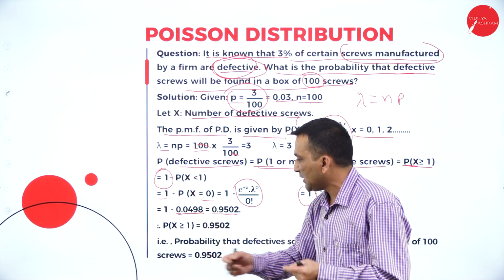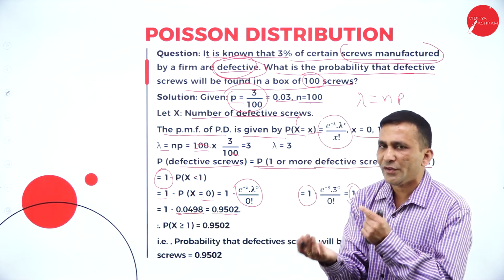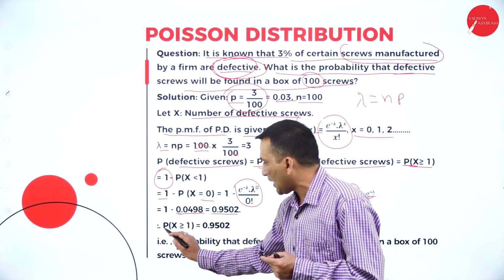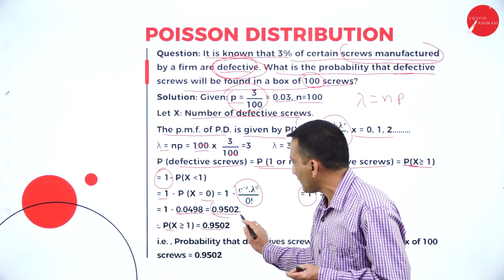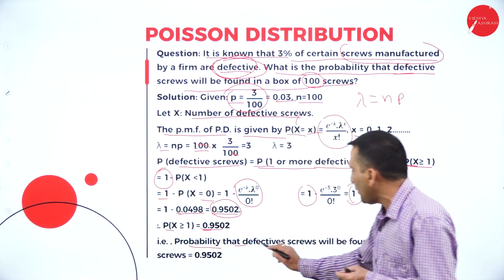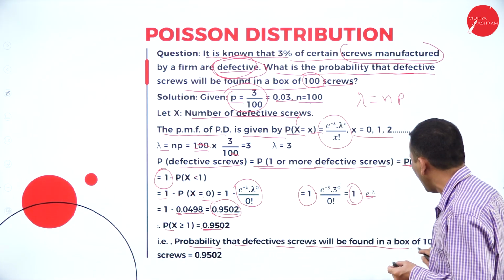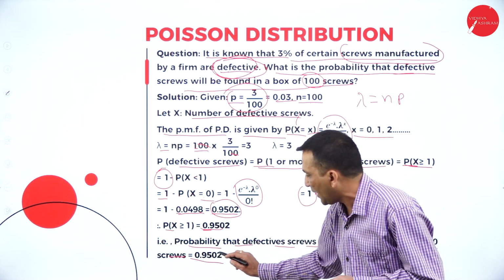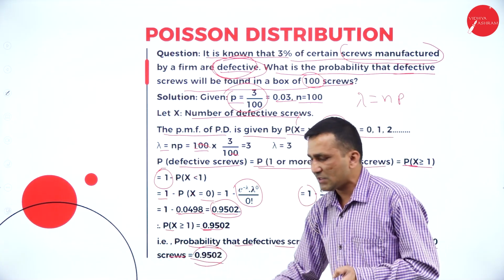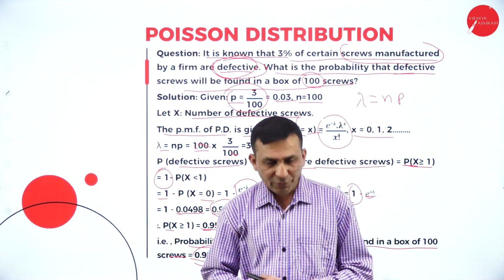Which is nothing but at least one defect or more than one defect. In that case, we are writing P of X greater than or equal to 1, which is nothing but the value after subtraction. So the probability that a defective screw will be found in the box of 100 screws is 0.9502, which is the final answer. Okay. Moving forward, next question.